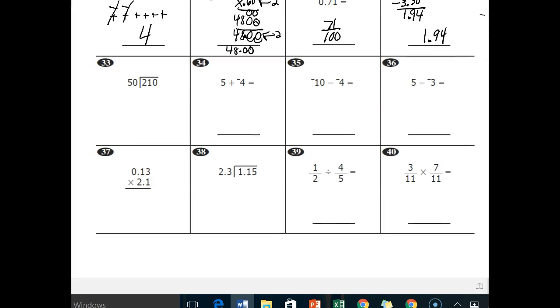8 more problems, guys. We got this. How many times does 5 go into 210? It's okay to have a remainder. All right. But we're going to do it as a decimal. So 50 can't go into 2. 50 can't go into 21. 50 can go into 210.